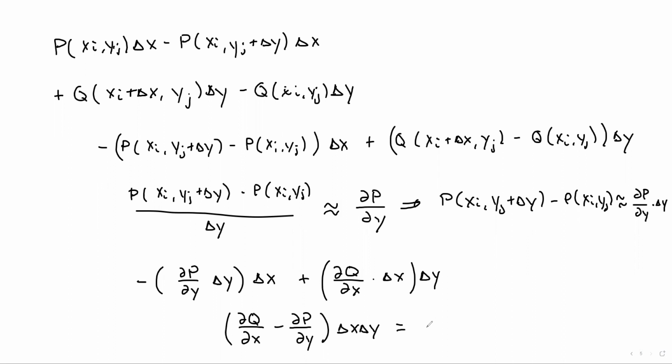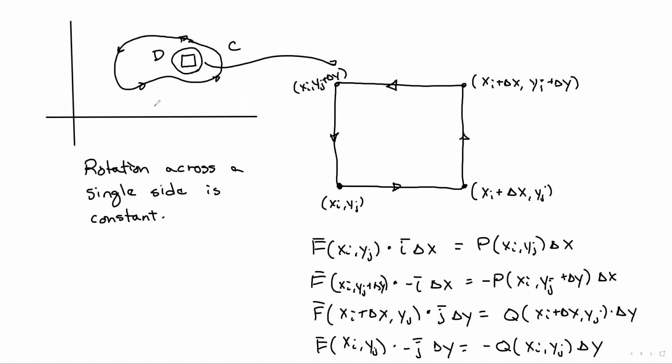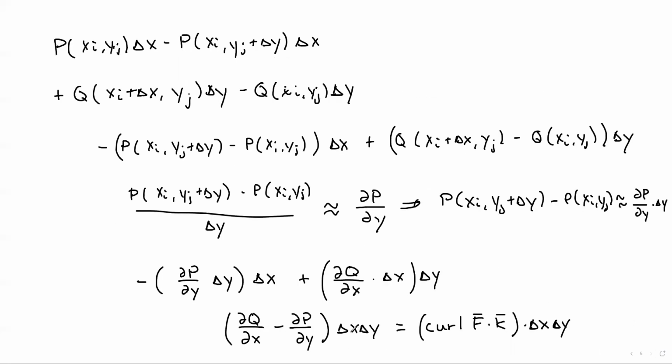Or if you just recall, what is that? That's the k component from the curl calculation. So that's also the curl of f dotted with k. By dotting with k, we're pulling out the k component from the curl. And so this is the curl of f dot k, change in x, change in y. And so we can see by that exercise that the rotation around a little box is going to end up equaling this quantity, right?